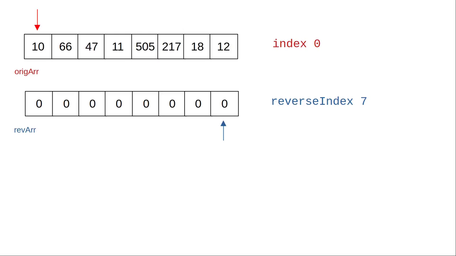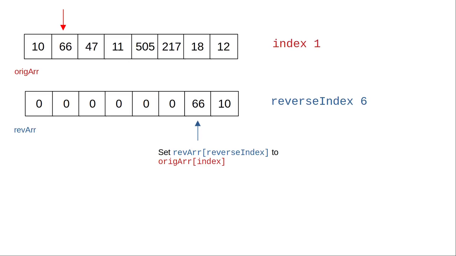Then set an index to the start of the original array and an index to the end of the reversed array. Copy that element from the original array to the reversed array. Move the original array index forward and the reversed array index backward.